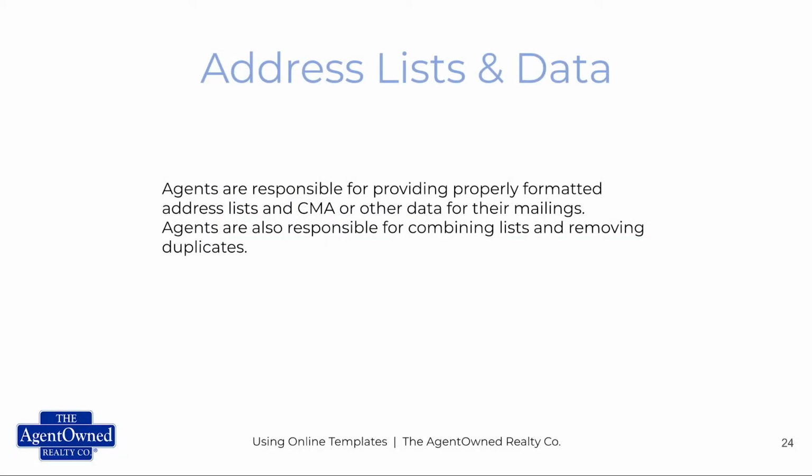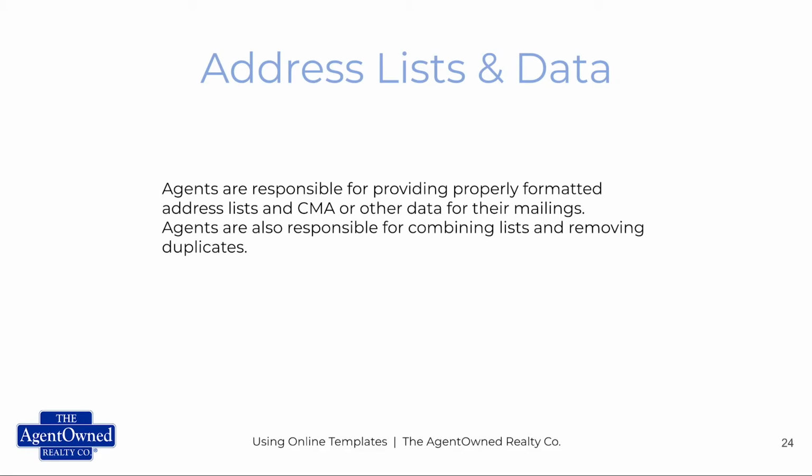So, address lists and data. There are a few items in there that involve using addresses because you might want to mail a postcard. There are a few postcards that are CMAs, where you would enter information about a particular neighborhood that you're going to be farming. Agents are responsible for all of those things. So you're responsible for submitting properly formatted address lists to us, and we've discussed that before in our previous module. And the CMAs with the information about the neighborhoods, you're responsible for pulling those as well.